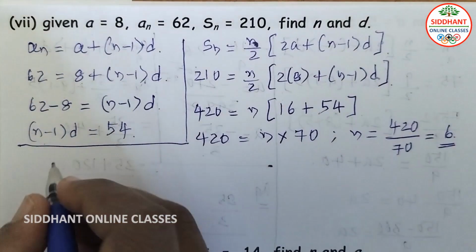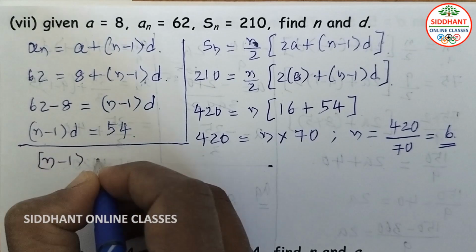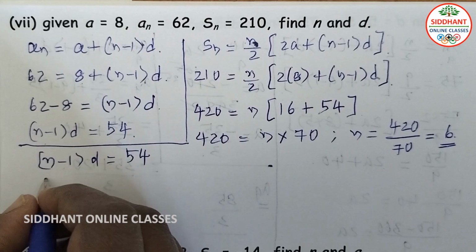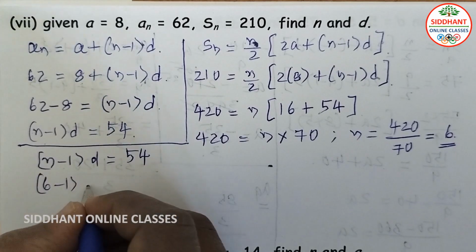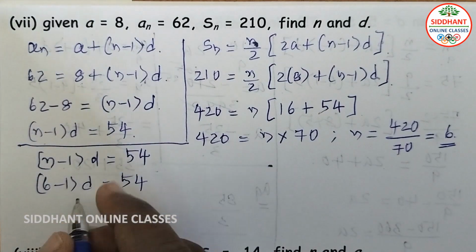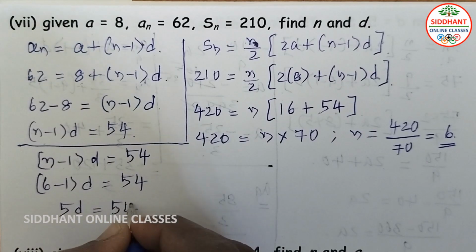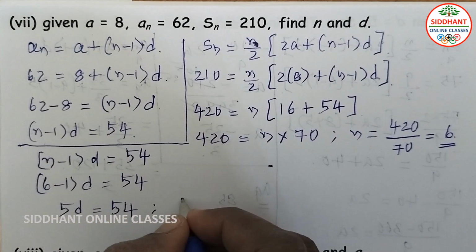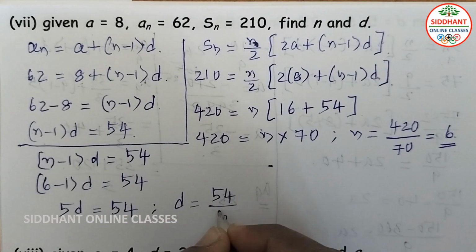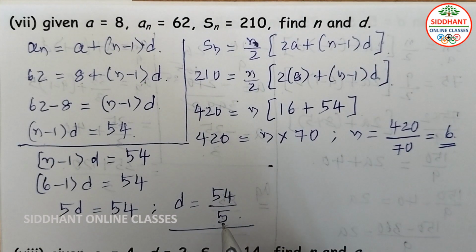Now we got the n value and we are going to find out the d value here. So we know n minus 1 d equals 54. So n value is 6, 6 minus 1 d equals 54 here. So 5d equals 54, so d equals 54 by 5. So n value is 6, d value is 54 by 5.